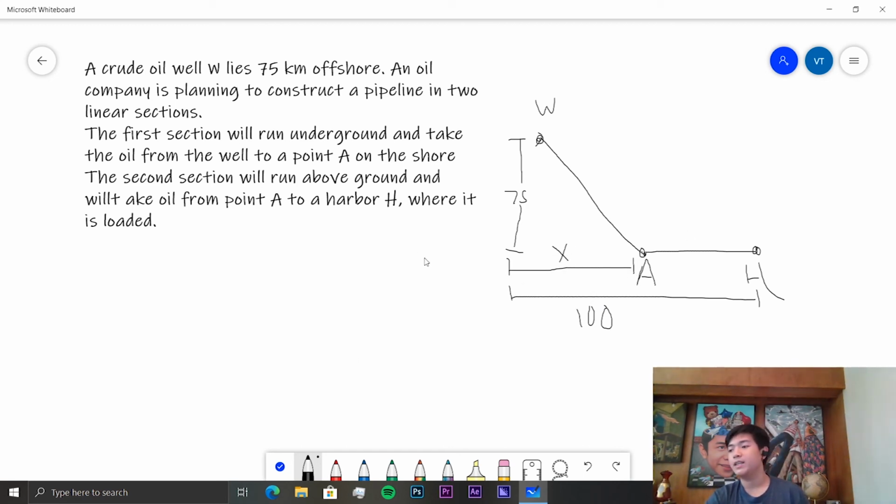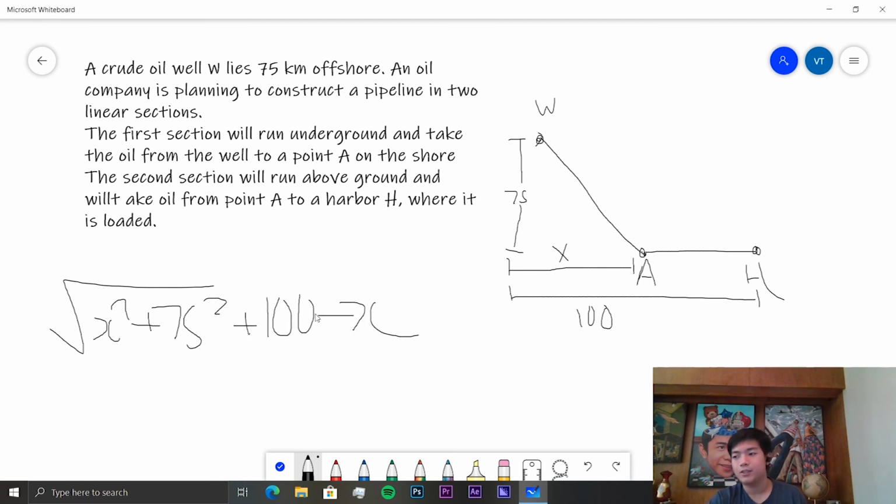So first we need to find an expression in terms of x for the total length of the pipeline. And that's pretty easy. The first section here is going to be the square root of x squared plus 75 squared. And the second section is 100 minus x. So plus 100 minus x. This will be the total length of the pipeline.